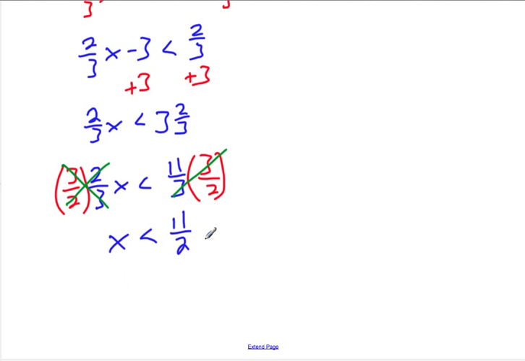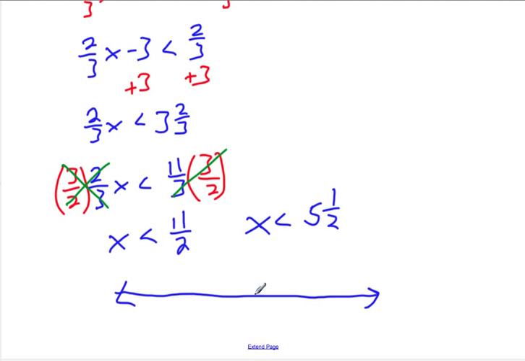Since we're going to graph it, we probably want to know what 11/2 is, so that's 5.5. And so we have a 5.5. I'll put maybe a 5 here, a 6 here. So our 5.5 can go right in the middle, and we're going less than, so it goes this direction.